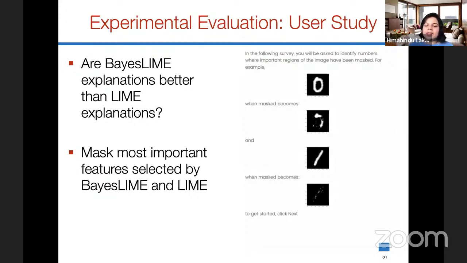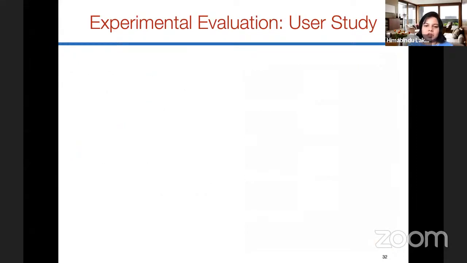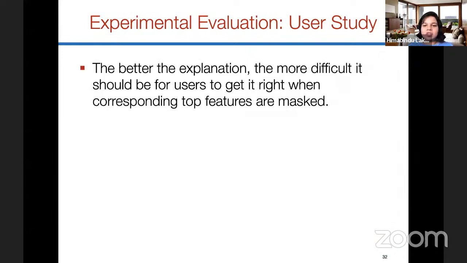So that way, if I remove the most important features from the image that were given by LIME, and do the same for this other image given by our approach, baseline, and we show it to the user and say, now go recognize this digit after we remove those important pieces, if the users make more mistakes with our masked images versus LIME masked images, then maybe we have more informative features, because removing those is making it harder for users to assess what is in the image, right? The idea here, as I just mentioned, is the better the explanation, the more difficult it should be for the users to get it right when the corresponding top features are masked.